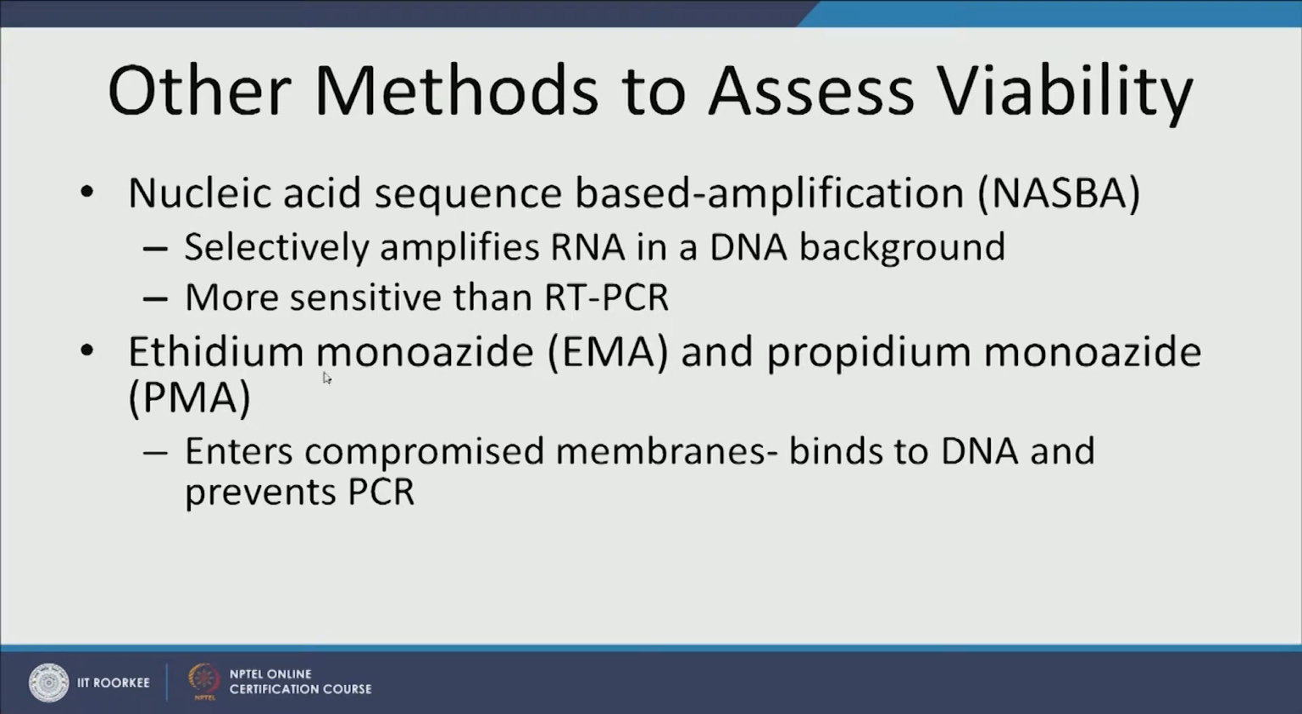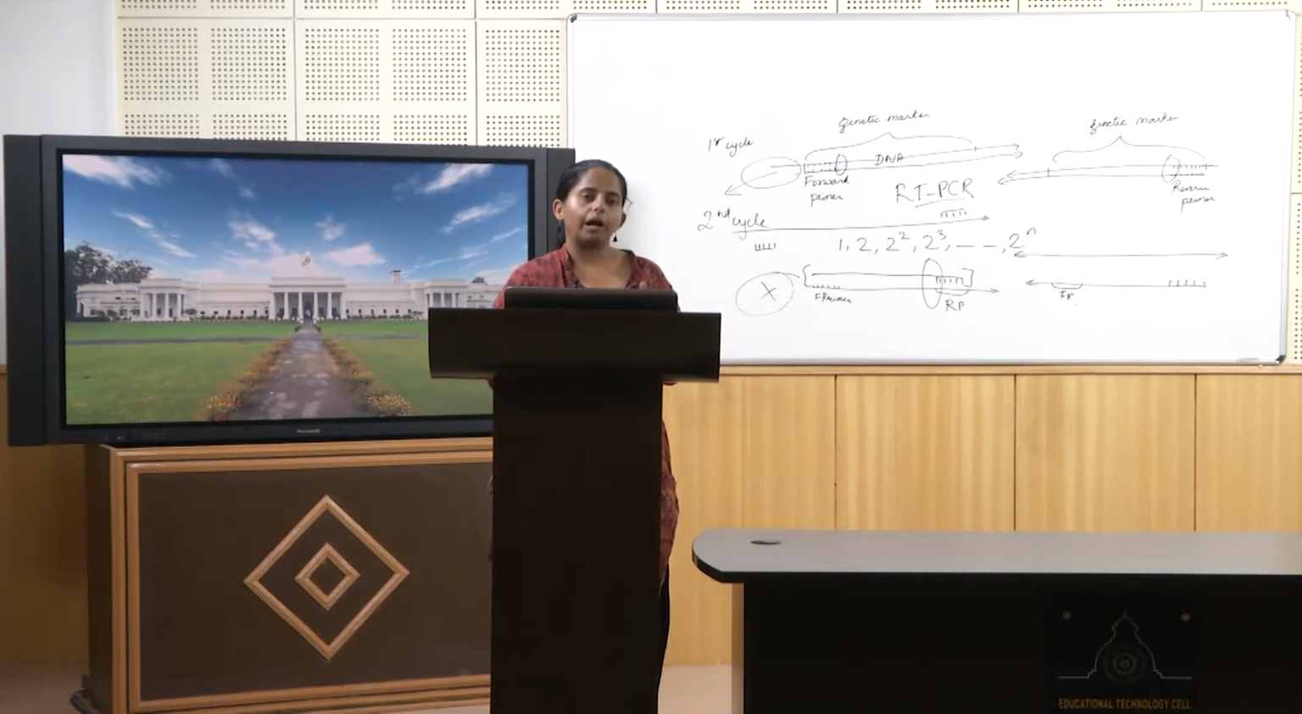And the other thing is, we have chemicals such as ethidium monoazide and propidium monoazide, EMA and PMA. If we add them to our sample, and there is a microbial cell whose cell membrane has been compromised, whose cell membrane has degraded, which is what happens right after a cell dies, then these compounds will enter through the compromised membrane and bind to DNA and inhibit PCR. They will not let PCR happen. So, we will not get a false positive. So, there are other methods in which we can assess the viability of our pathogens that we are detecting via PCR.